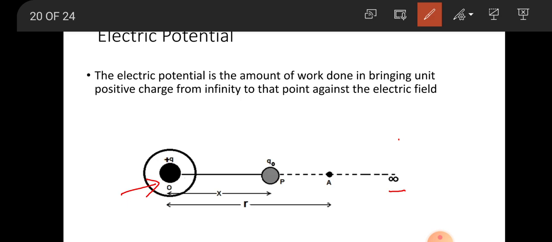The electric field which is produced, we are considering radially. So this is the direction of the electric field which is produced by this source charge.